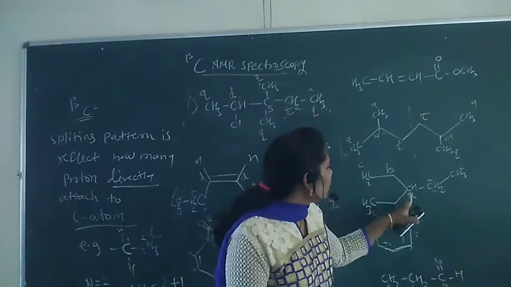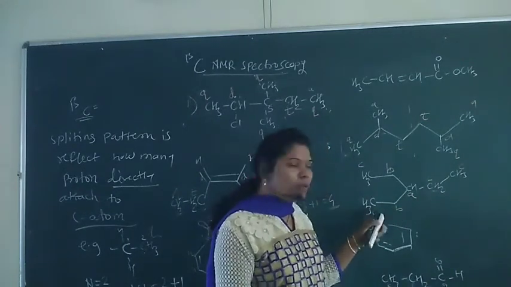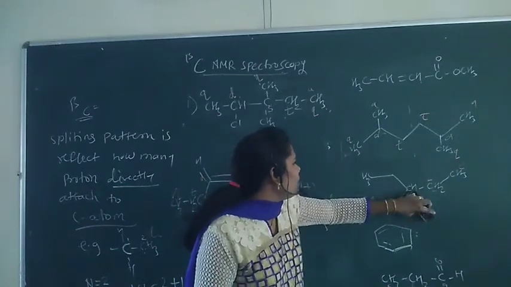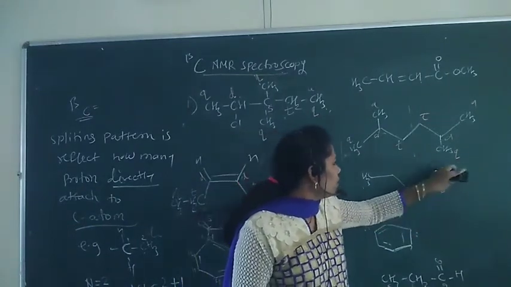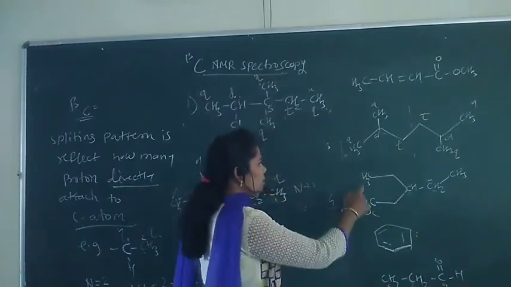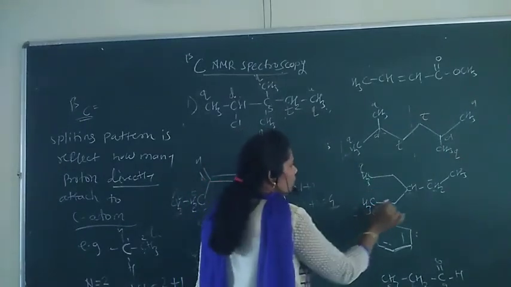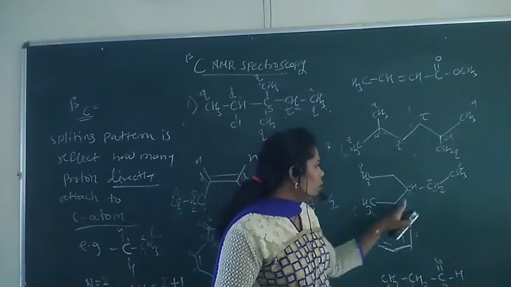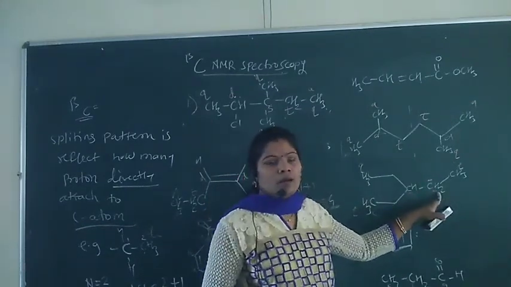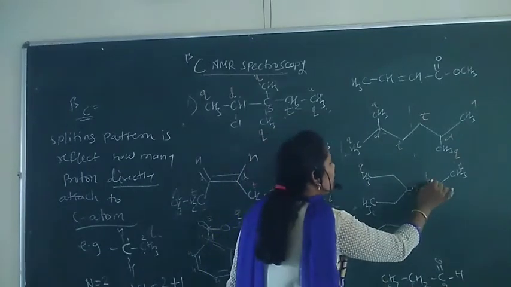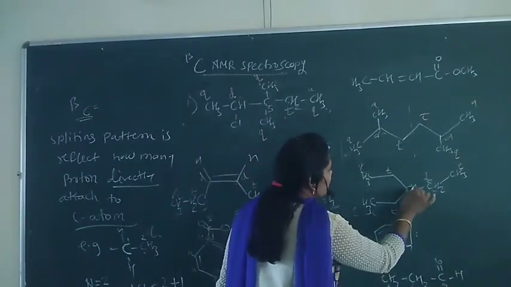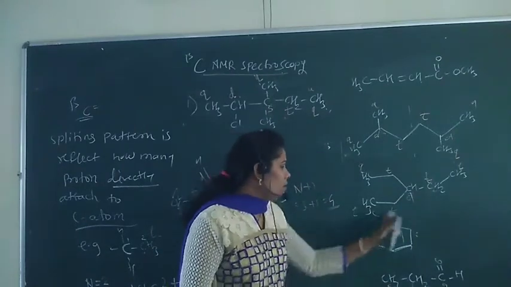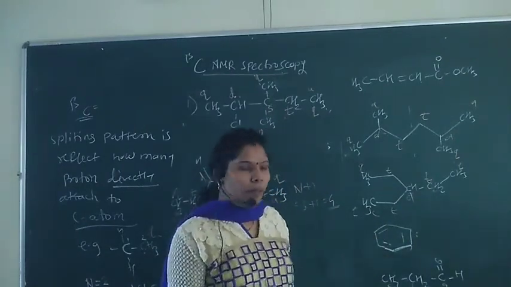Next, this compound. How many signals are given by this compound? 3 signals. Let us learn their type of splitting. Here this shows a quartet. Signal number 2 shows a triplet. And this carbon shows a doublet. All of these show a doublet.